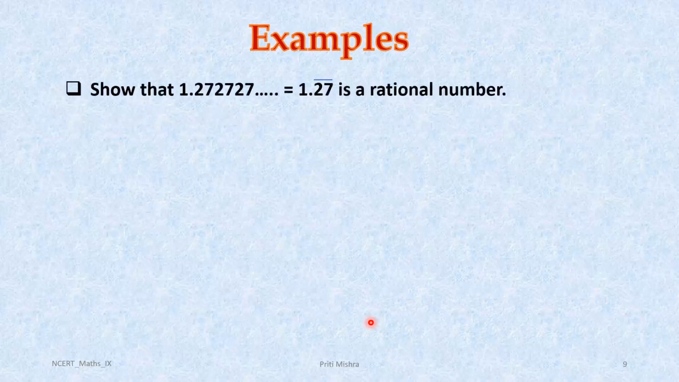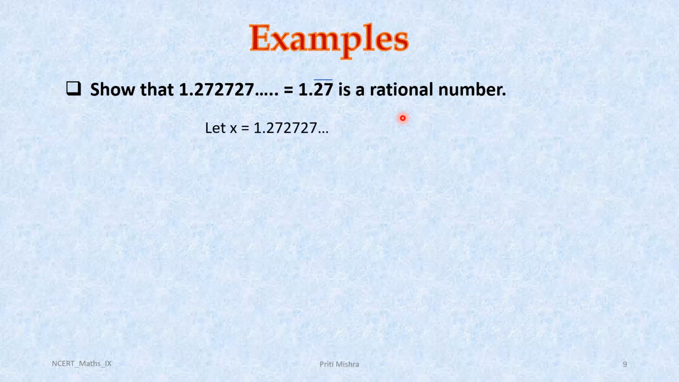Next example: show that 1.2727 and so on, that is 1.27 bar, is a rational number. So we will denote this number by x.